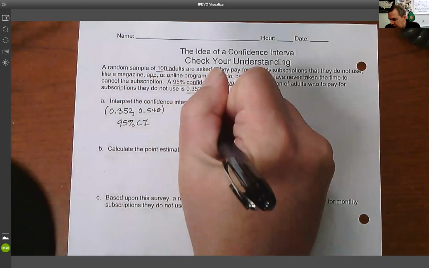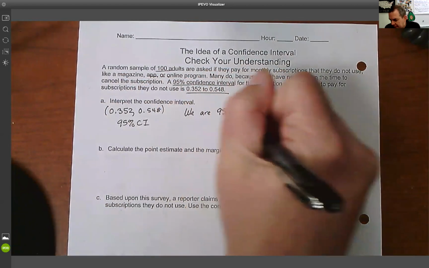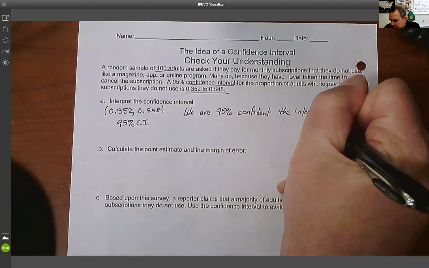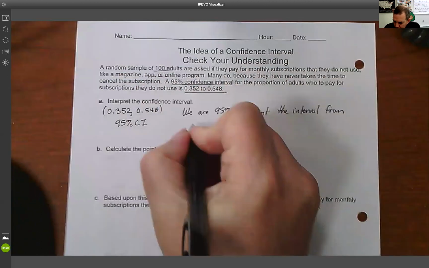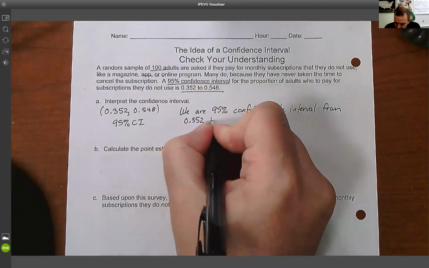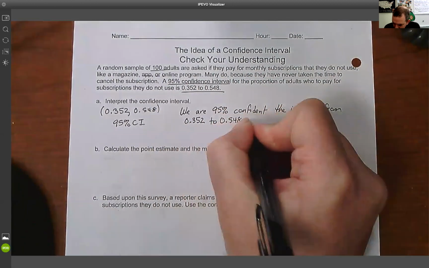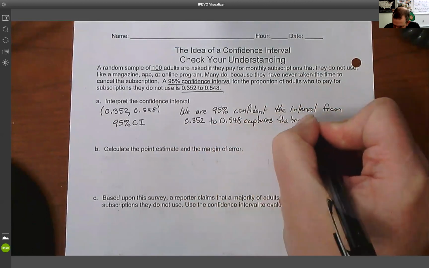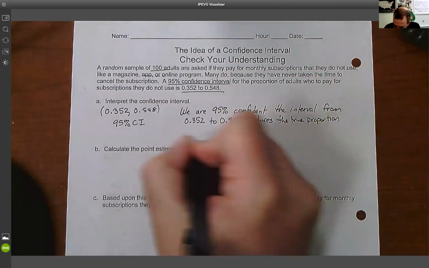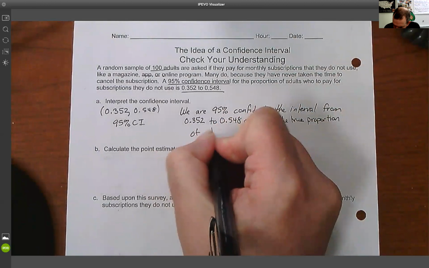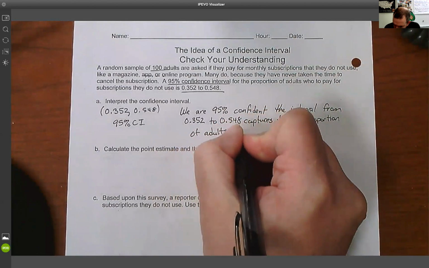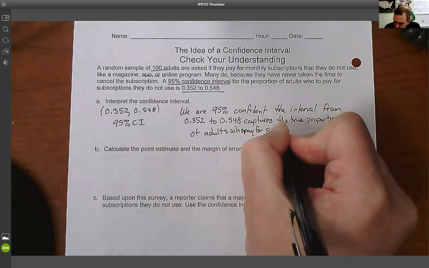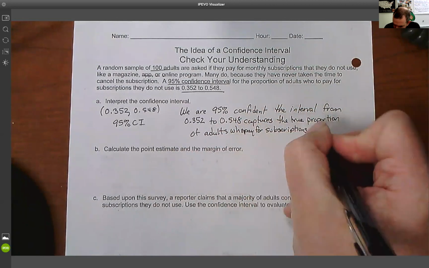So what I'm going to say is we are 95% confident the interval from 0.352 to 0.548 captures the true proportion of adults who pay for subscriptions they do not use.